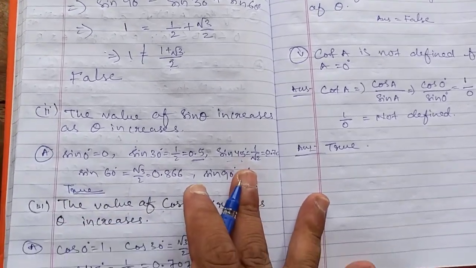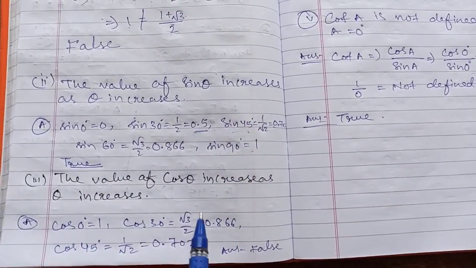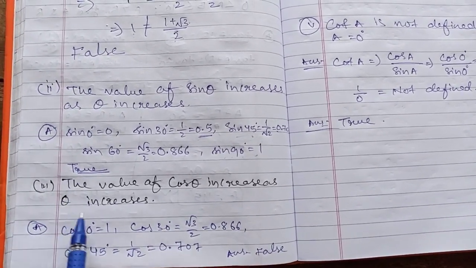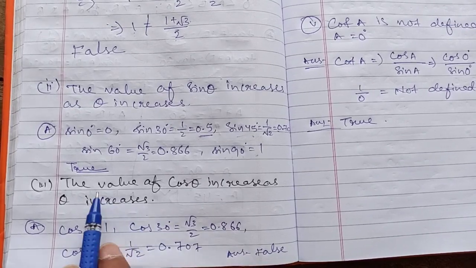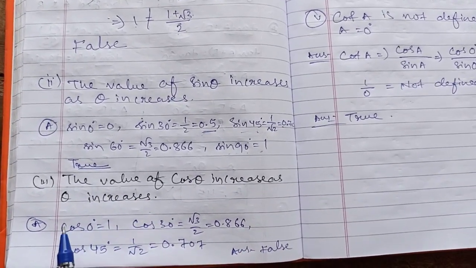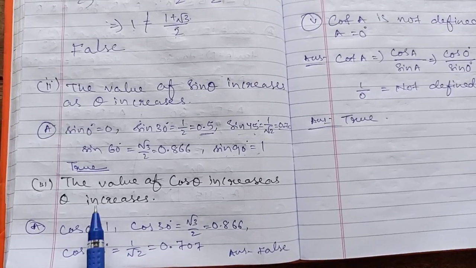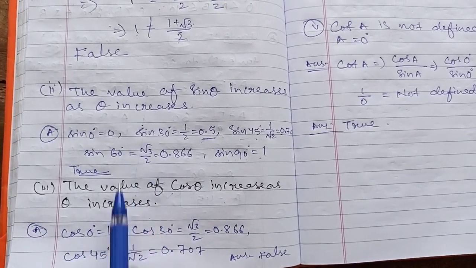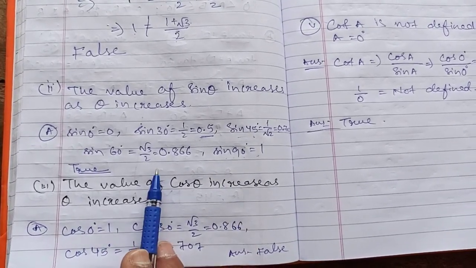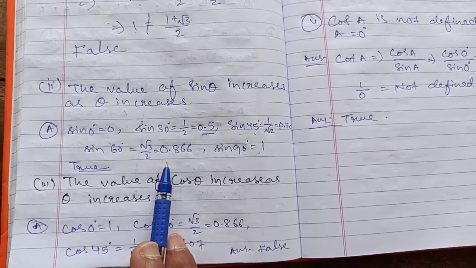Okay, now third bit. In the third bit it is asked whether the value of cos theta increases when theta increases. We will check. You know that this is false because in the trigonometric table the cos values are the reverse of this. Reverse of this means it is decreasing, not increasing.